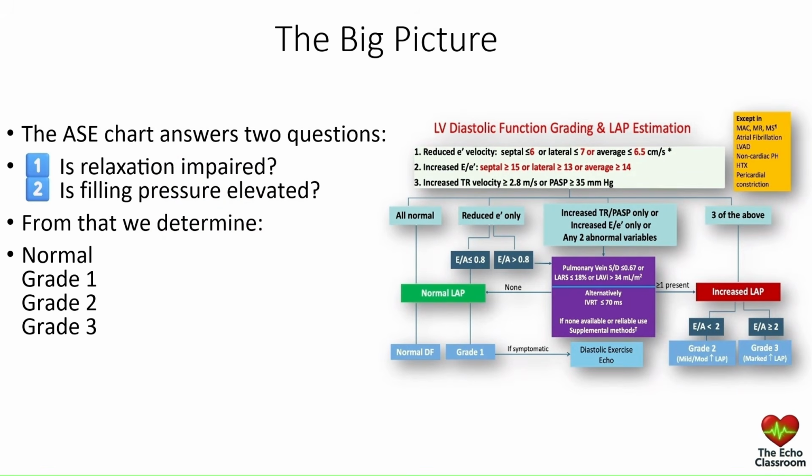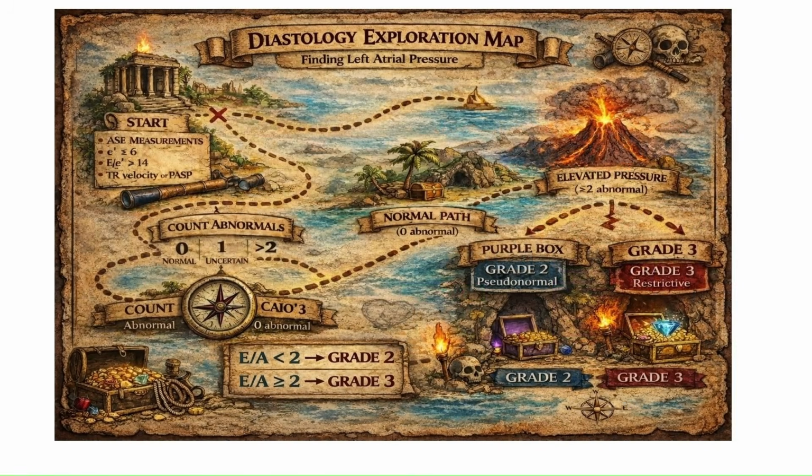I want you to keep your eye on the big picture whenever you see this chart. Don't try to memorize the whole chart. Just remember the order. You look at the top, you count the abnormalities, you follow the arrows, you use the E to A to grade it. That's pretty much how it works. So I've made a little map for you to make things easier for the next time you're looking at the ASE chart and you feel a little bit overwhelmed.